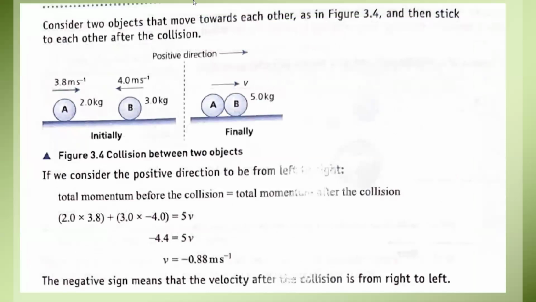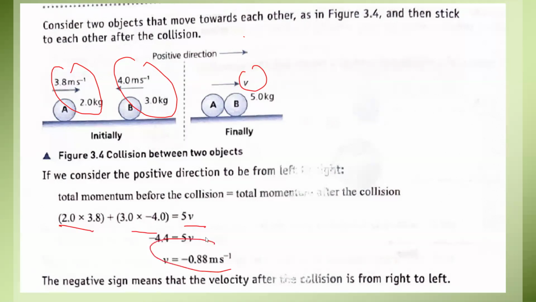Consider two objects moving towards each other, as in the figure, and they stick together. If we take the positive direction as the right-hand side, then 3.8 into 2 is the momentum of object A, and the momentum of object B is 4 into 3, which we take as negative. After the collision, we consider they move towards the right. This is our consideration; they might move towards the left. So momentum before will be equal to momentum after.